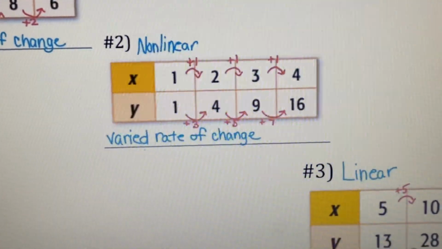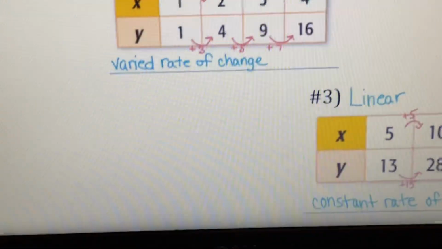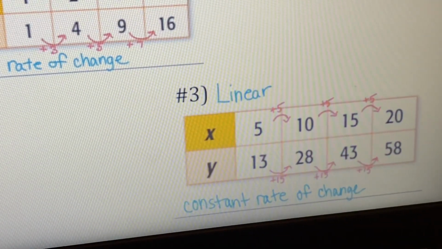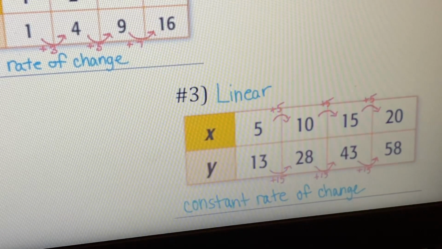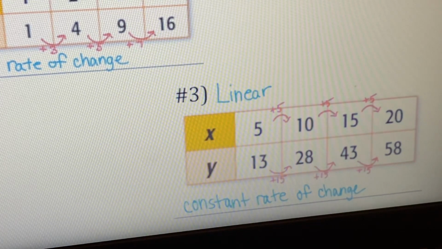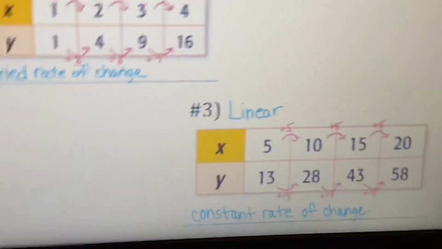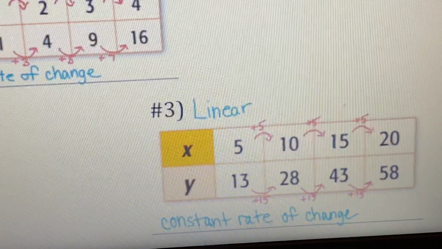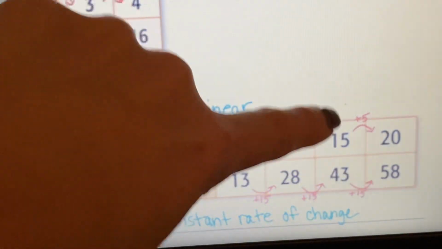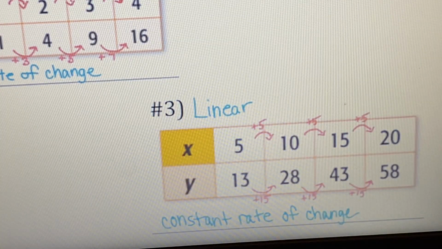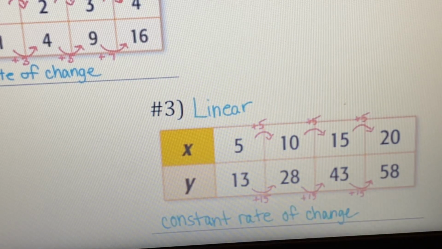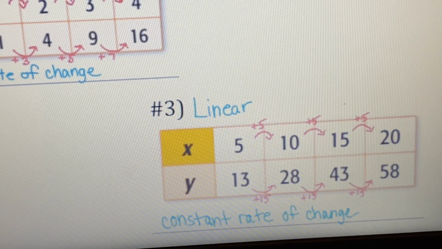Okay? And then last but not least, we actually have this number 3 example. I'll see if I can get the camera over there. It is also linear. You can see that it has a constant rate of change. And that constant rate of change on the input side is actually plus 5. Okay, so we can see that right there. To go from 5 to 10, 10 to 15, 15 to 20, what are we doing? We're adding 5 each time. And then on the bottom, 13, 28, 43, 58, we're adding 15 each time. So constant rate of change, this is linear.